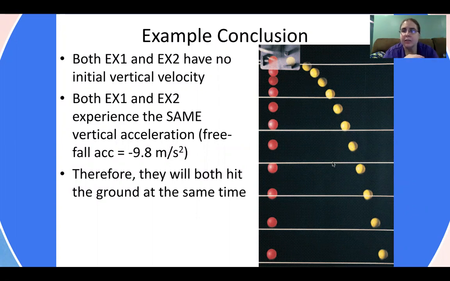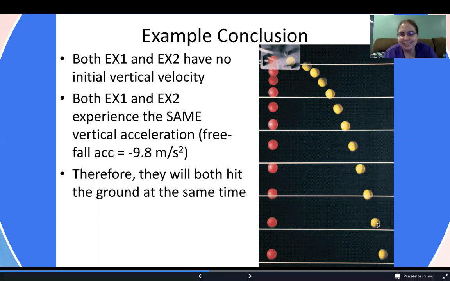Because like I said, they are experiencing the same vertical acceleration, which is gravity pulling them down. The only difference between the two is this one ended up farther away from the table because of its initial horizontal velocity. But they'll still hit the ground at the same time. They'll just hit in different places.